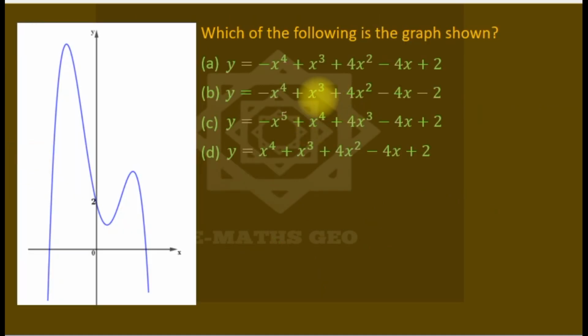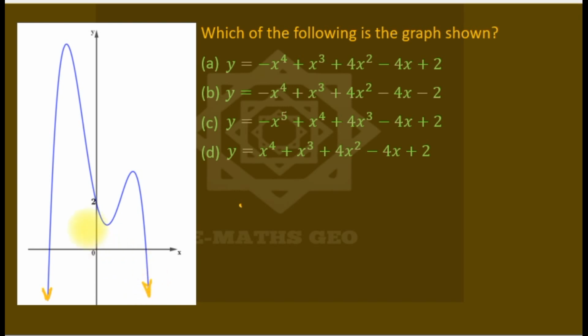So they said, which of the following is the graph shown? So it's a tricky question, but it's still simple. Yes, it's simple. So we are given this graph. The best way to solve this is to use the knowledge of end behavior and maximum number of turns, because we are not given any roots. We are not given any x-intercepts.